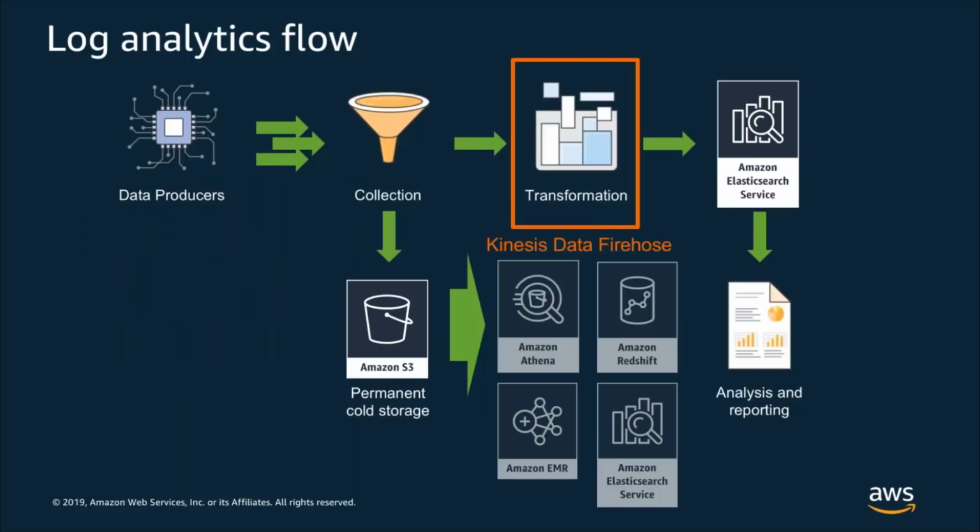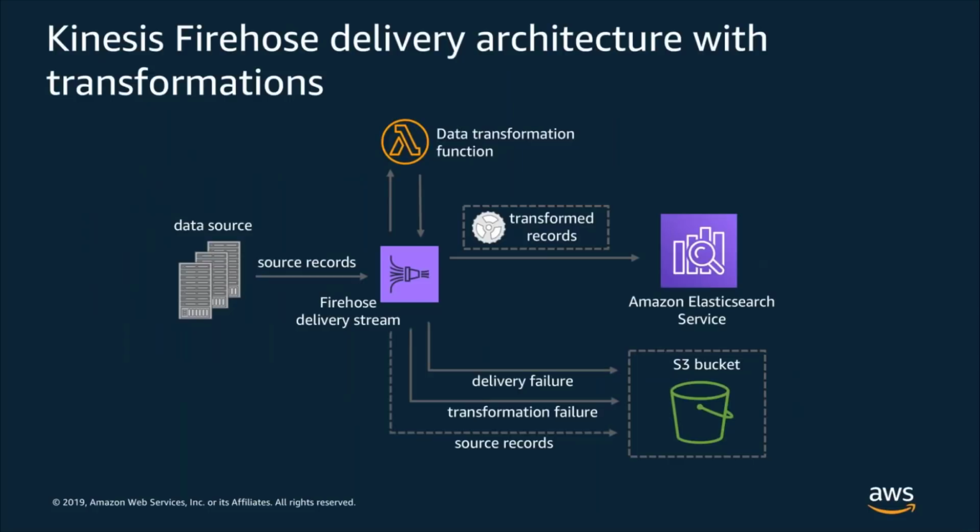So let's have a look at transformation. And I talked through this, but the architecture of Firehose looks like this. I have my data source and my source records coming into my Firehose delivery stream. I have the Lambda transform function called for each of those records. And then I have my transformed records, which are delivered to Elasticsearch service. Now, off to the side, I have possibly a failure for delivery, in which case the Firehose will write to S3. I possibly have a failure in transformation, in which case Firehose writes to S3. And I optionally can send all of my source records into S3.